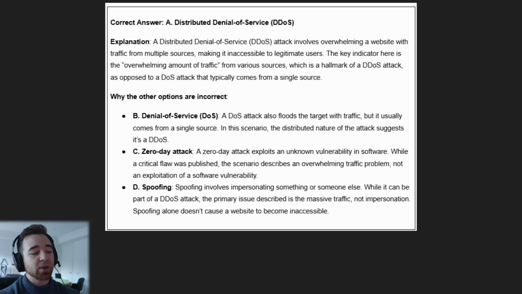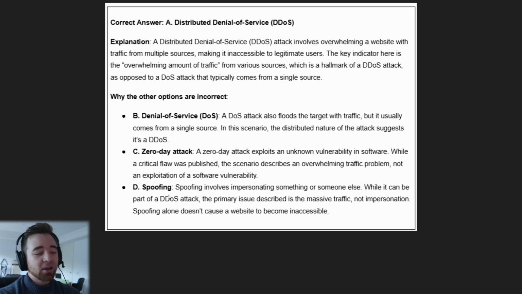Now the other ones here, we had zero-day attack. That's basically an unknown vulnerability that's being exploited. So it's the first time it happens, the first time it's discovered. Okay, so if the question said an unknown vulnerability that no one has discovered previously was taken advantage of, that would be a zero-day attack.